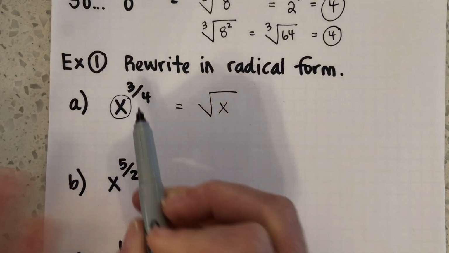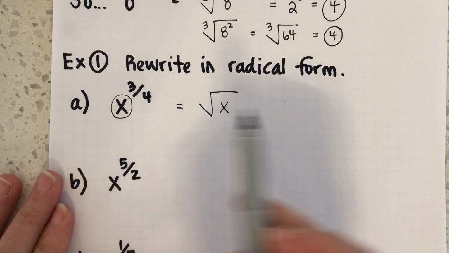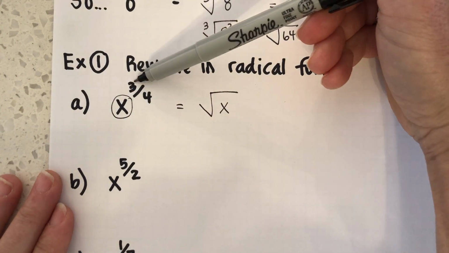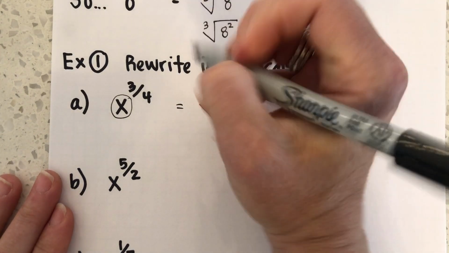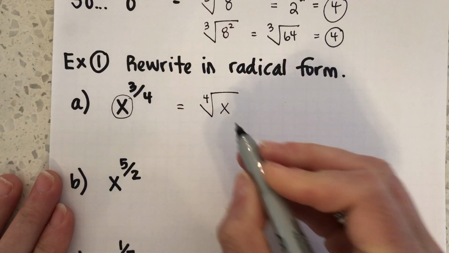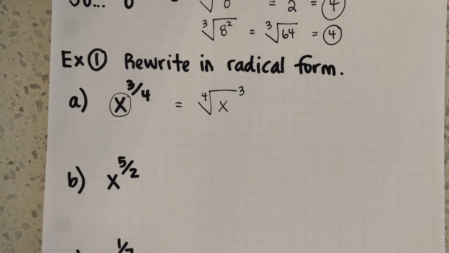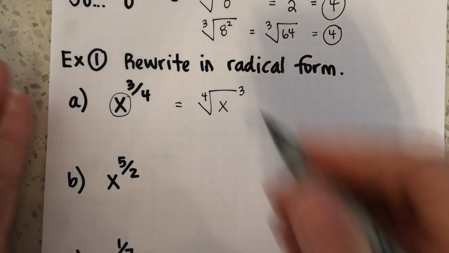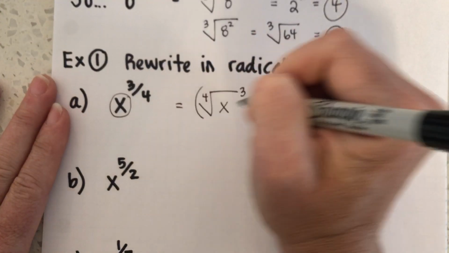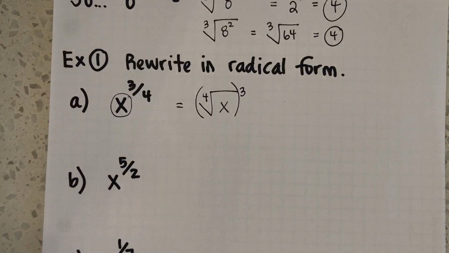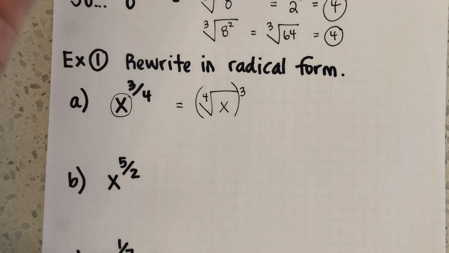All right, now we have to turn 3 and 4 into a root and a power. Remember, it's always power over root. So it's going to be the 4th root of x to the, now some math books will throw the 3 on the outside of the radical. Some books will even go as far as to use parentheses around the radical and leave the exponent on the outside.